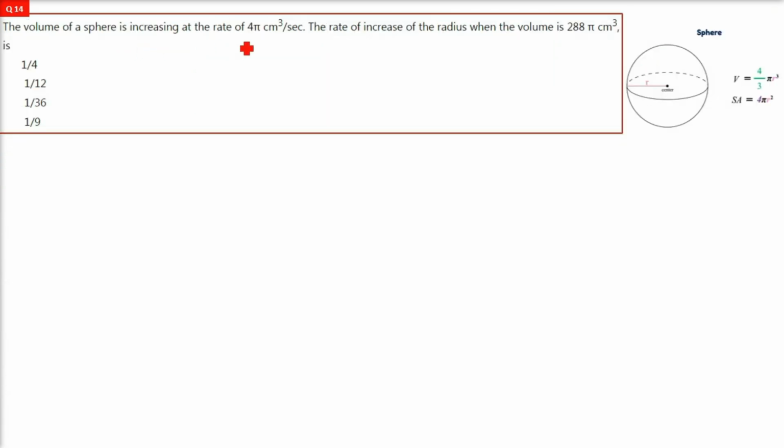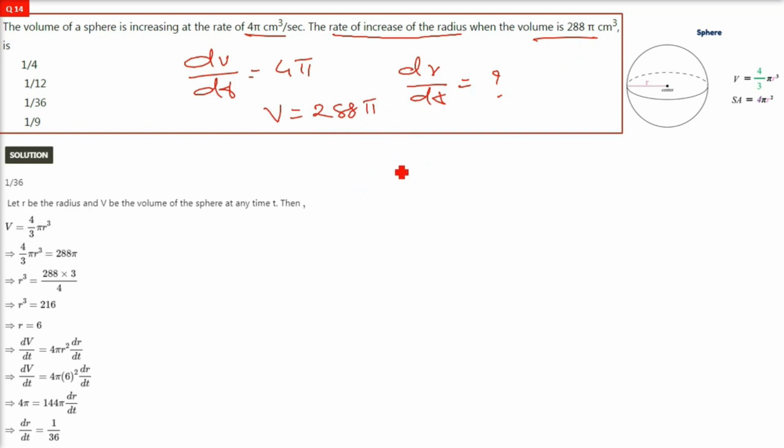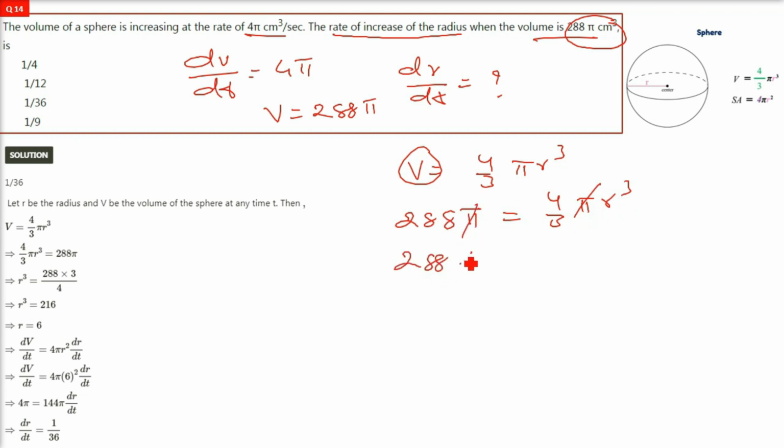The volume of a sphere is increasing at the rate of 45 centimeter cube per second. The rate of increase of the radius when the volume is 288 pi centimeter cube. So dv by dt is 45. The rate of increase of the radius, dr by dt, is to be found out when the volume is already given. Volume is 288 pi. This we have to find out. So we'll do the same thing here. First we'll find out the radius. Then we'll place it when we differentiate dv, it means we do dv by dt. Okay, so we have v equals 4 by 3 pi r cube. Volume is already given in the question, which is 288 pi is equal to 4 by 3 pi r cube. This r cube can be computed because 288 into 3 by 4 is going to give you 216.